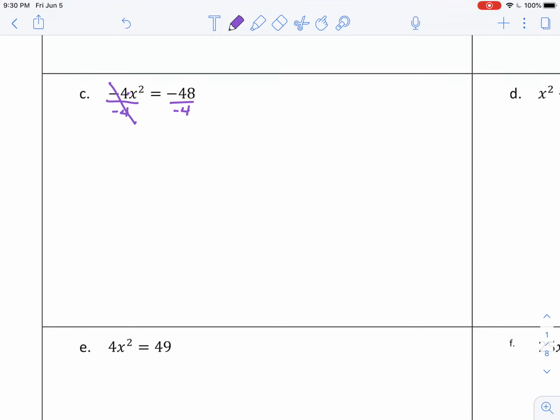So that cancels it out. I've gotten my x squared term on its own. And here I have a negative divided by a negative. Just like when we multiplied, those terms are going to cancel, and I'm going to get a positive number. Specifically, I'm going to get positive 12. Also not a perfect square.